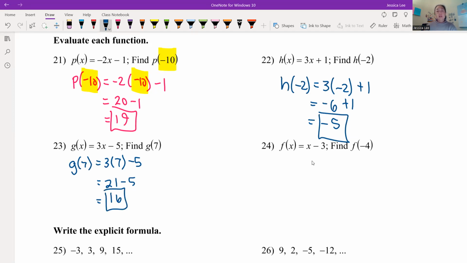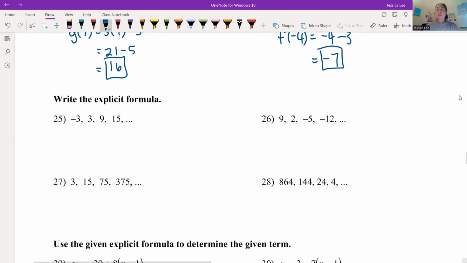Woohoo! Last problem. So f of -4. What is that going to be? Oh, notice we don't have a number here. So that's why we just start with x. So x we know is -4. Since I'm not multiplying with anything, I can just leave it like that. You don't really need parentheses around it. -3. What's -4 minus 3? -7. This one was a lot simpler because you just needed to subtract. These other ones, you had to multiply first and then you had to subtract.